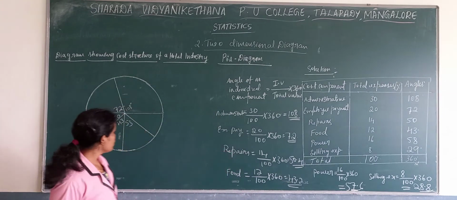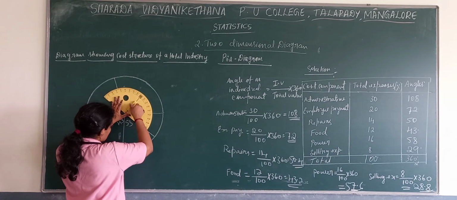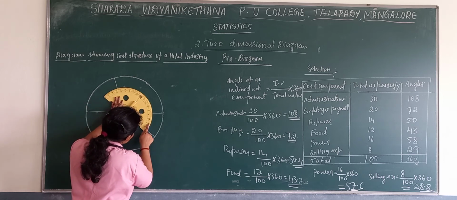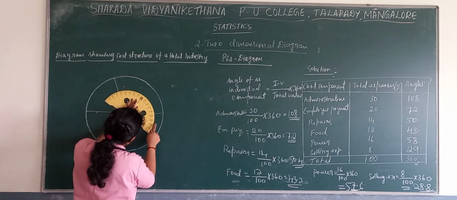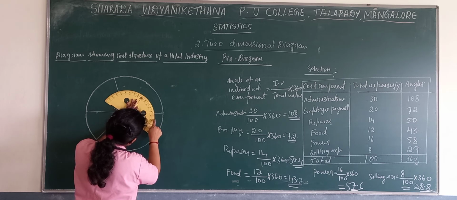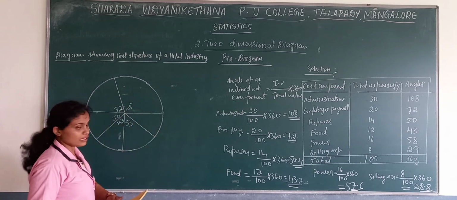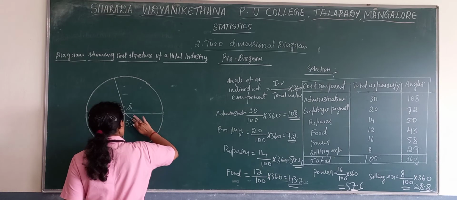The 29 angle should remain there. No need to check, it should be 29. A slight variation will come here and there, a small variation. The last one is 29.